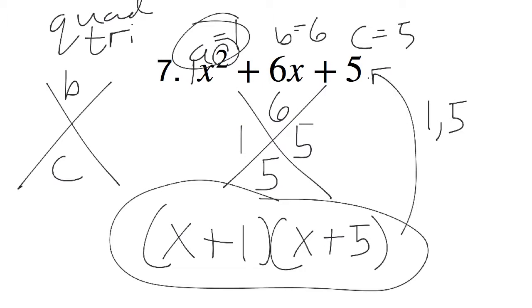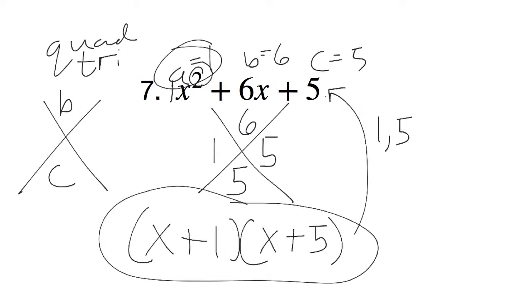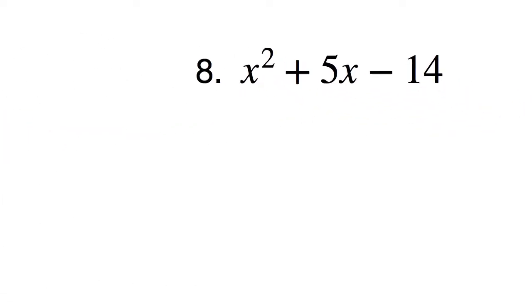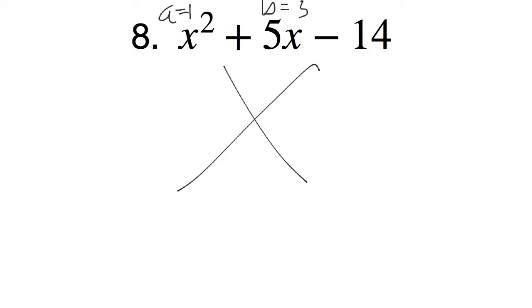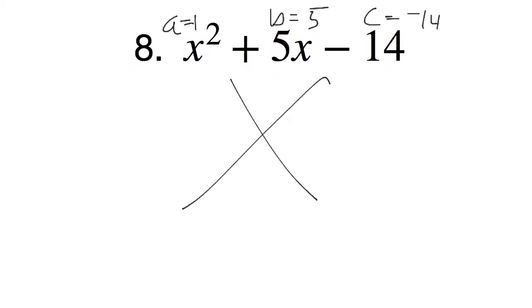So really the whole point of factoring is undoing the multiplication, undo the FOIL. Let's do that again here. So we've got a factor x. A is equal to 1, b is equal to 5, and c is equal to negative 14. B goes in the top, C goes in the bottom. You have to ask yourself, what pairs of numbers multiply up to negative 14?